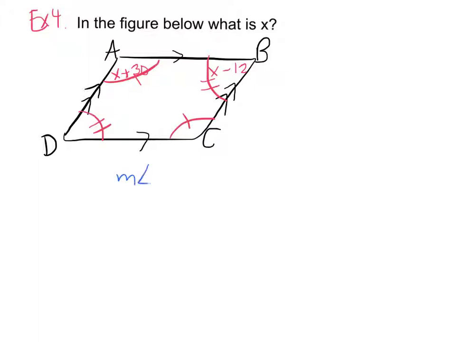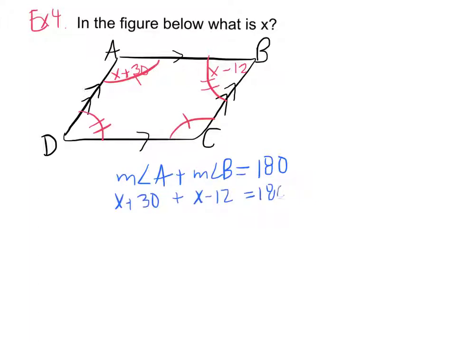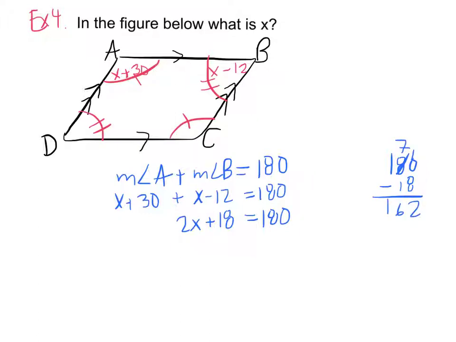That means the measure of angle A plus the measure of angle B is 180 degrees, or x plus 30 plus x minus 12 equals 180. So combining like terms, I get 2x plus 18 equals 180. I'm going to subtract 18 from both sides, and that gives us 162. When I divide by 2, x equals 81 degrees.